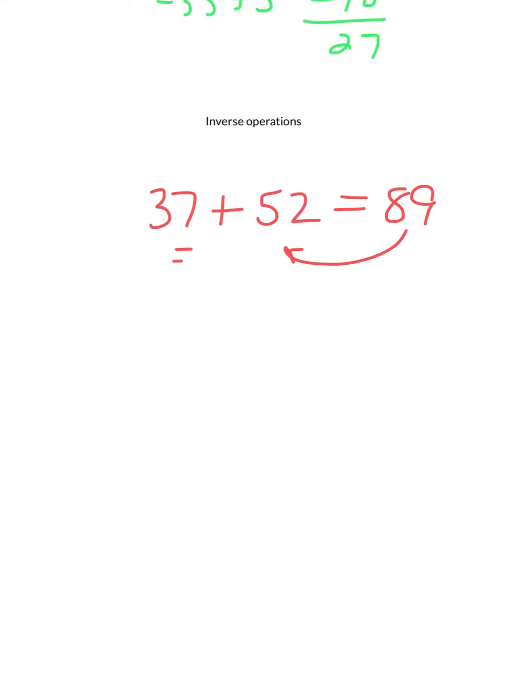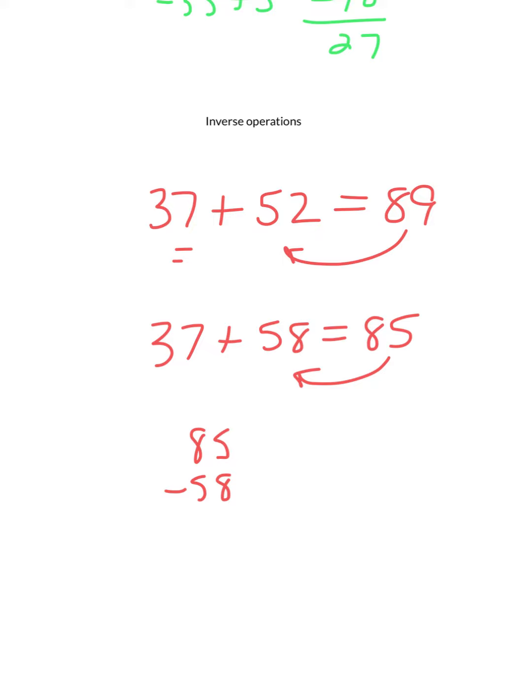So let's do one where you might make a calculation error. An error may happen. Say we had 37 plus 58 is 85. Let's say we made that error. We want to check our work. So 85 minus 58 should be 37. Let's see what happens. Let me make this friendly.